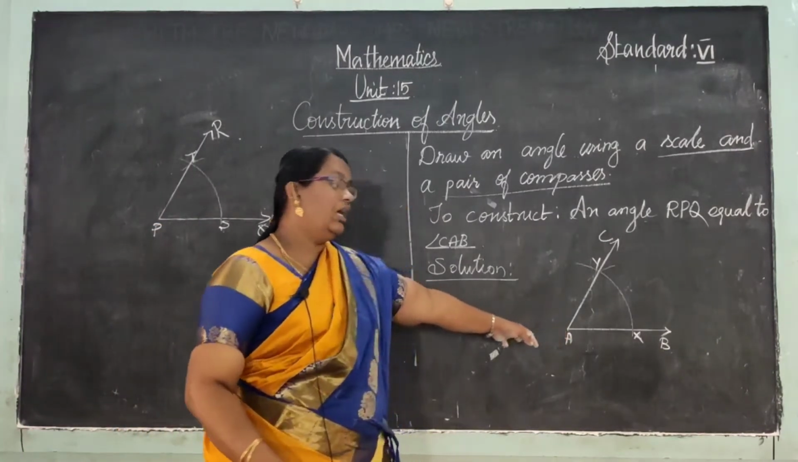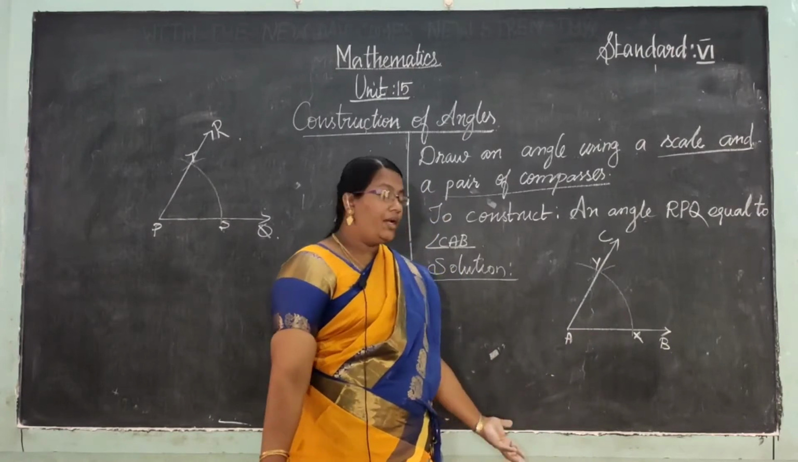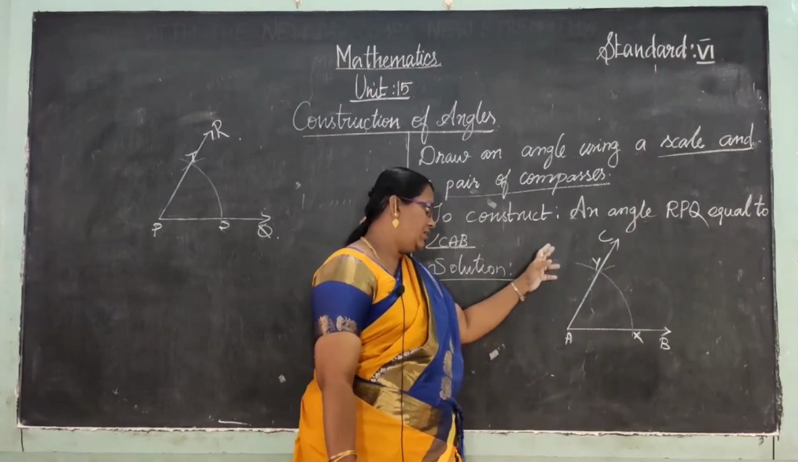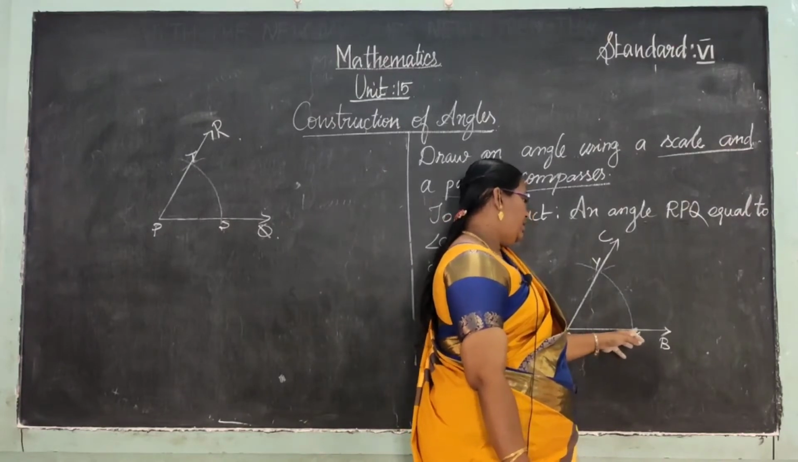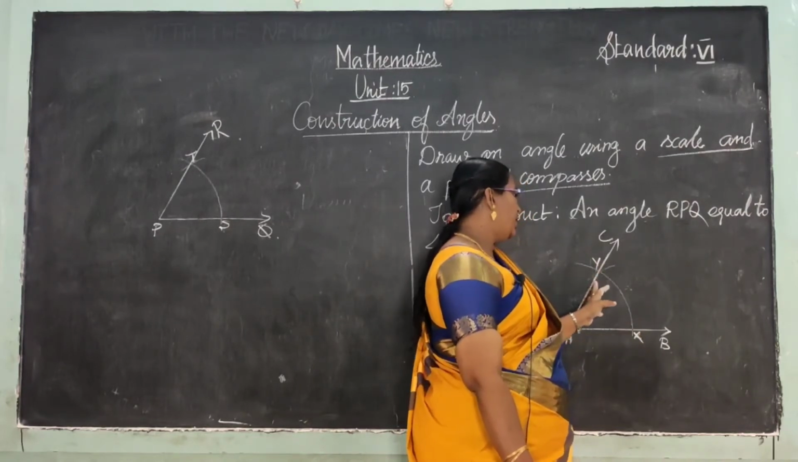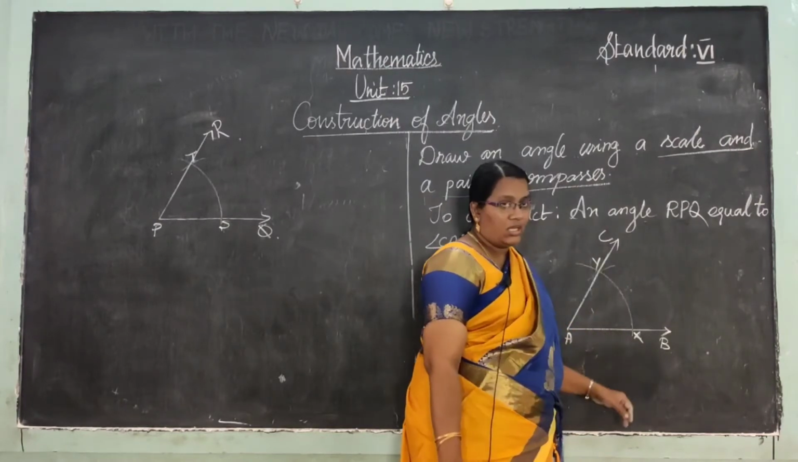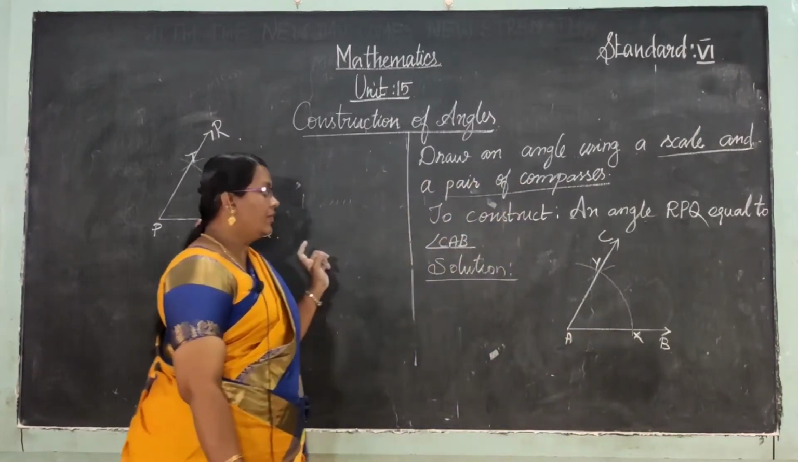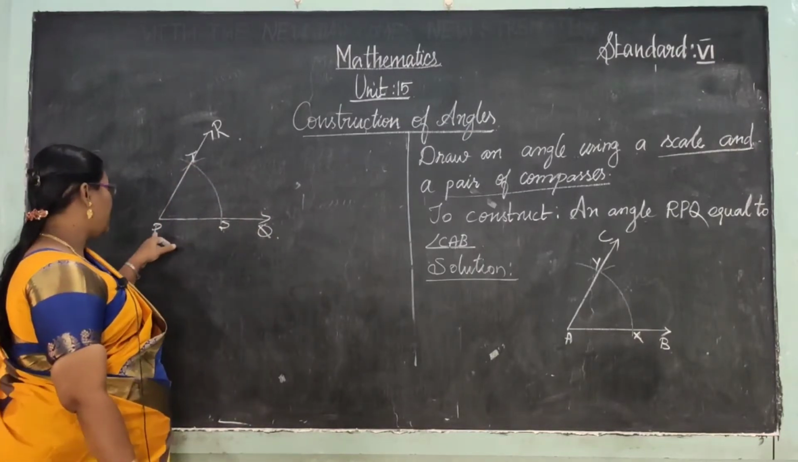So how to draw? First we draw the ray AB. Then take any convenient radius and draw an arc. With center X and the same measurement, draw another arc denoted by Y. After we join the ray A to C, we get the angle. The same measurement we apply in the next step.